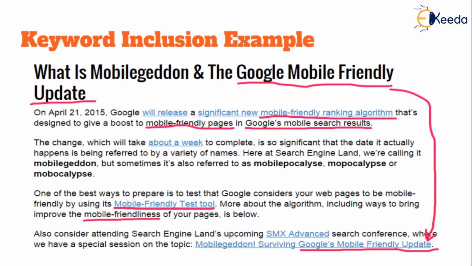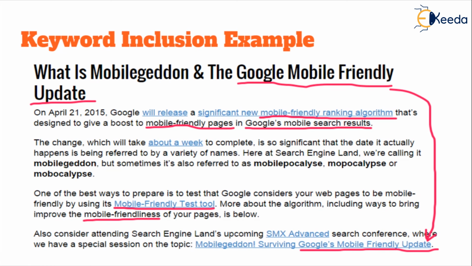Then you can also see mobile friendly test tool is yet another keyword usage, and again it has been converted into an anchor text for an internal link on the website. Mobile friendliness, then again the Google's mobile friendly update is in the concluding paragraph. So what is happening here is from beginning to end, Google's mobile friendly update, which is the main keyword, has been sufficiently captured, and variations of it have been also sufficiently captured in the web page.